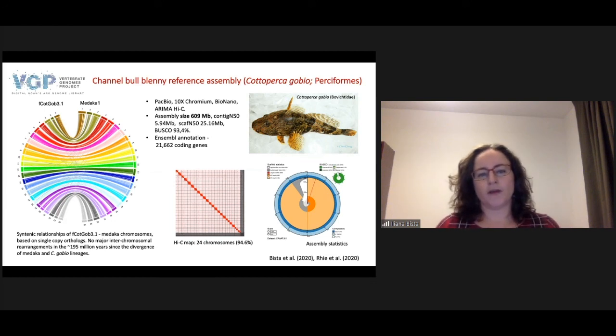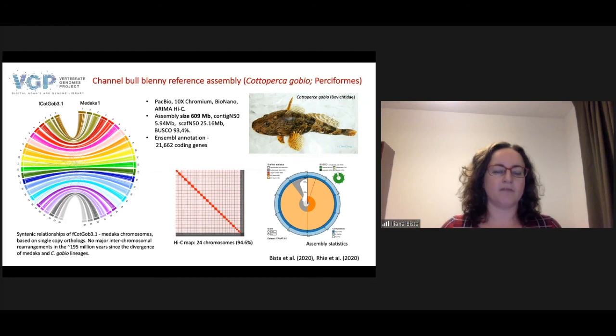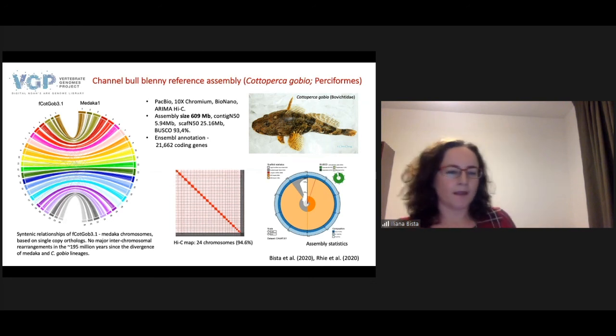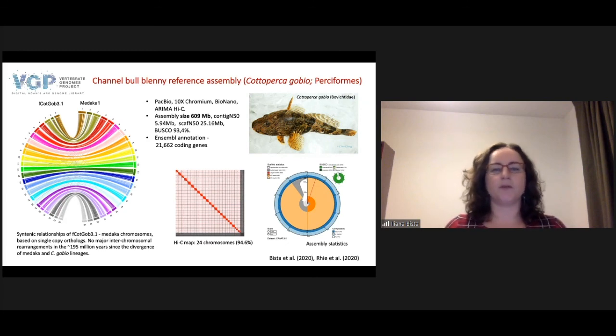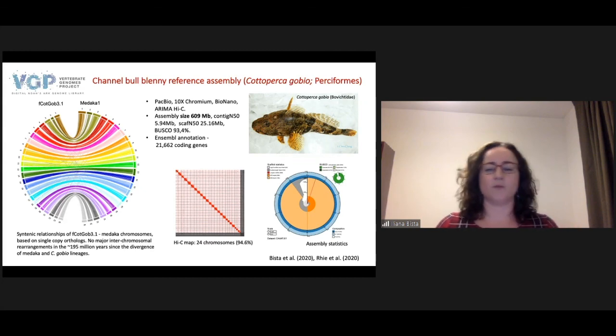So in order to compare this assembly, we ran synteny analysis against the high quality reference of the Japanese medaka. And we can see that despite the fact that these two species are separated by almost 200 million years of divergence, we still don't find any major interchromosomal rearrangements between the two.